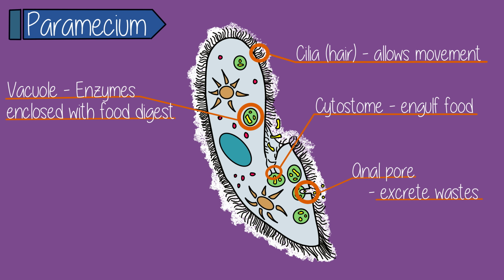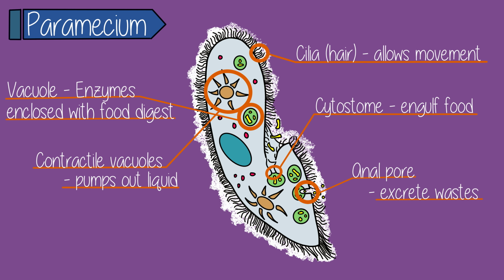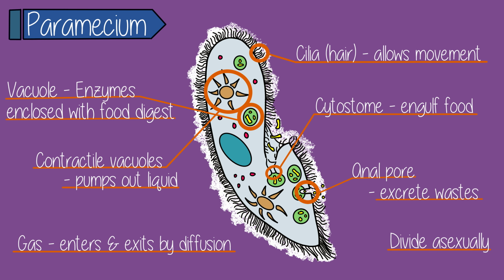As for excretion, solid wastes are excreted by anal pore, but liquid is pumped out by contractile vacuoles. Oxygen enters and carbon dioxide exits the cell by diffusion, which is homeostasis. Paramecia divide asexually, considered as a reproduction.